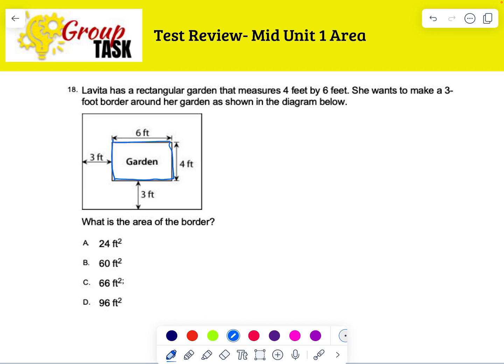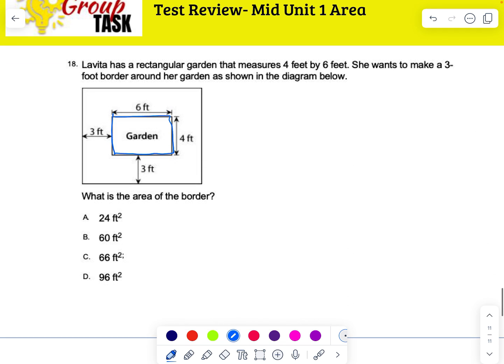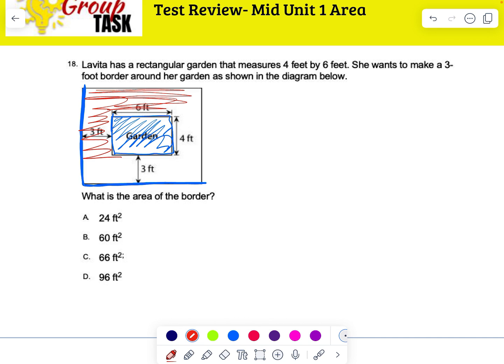The area of the border. So I only want the border. I don't want the garden, just the border. So to me, this would be a great situation to enclose and subtract. If I find the area of the whole thing right here, the length and the width, then I can figure out that area and subtract out the garden part, which will leave me with only the border left, which is the red part right here. All right, so let's go ahead and do that.